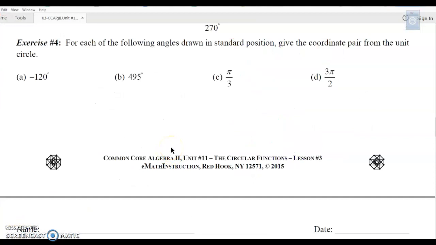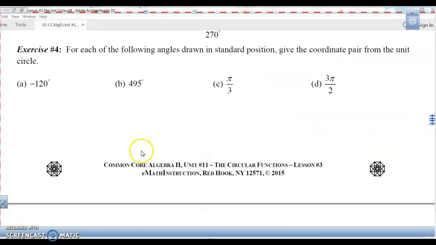Okay, so let's see if we can figure out some values based on those angles. For each of the following angles drawn in standard position, give the coordinate pair from the unit circle. All right, so negative 120 degrees. Let's draw that for a second. Negative 120 means instead of going counterclockwise, you go clockwise, and that would be over here. So what reference angle would you have for negative 120? Well, wouldn't that be 60? Yeah, that would be the 60-degree angle.